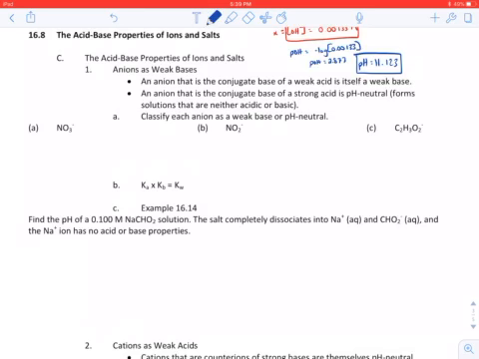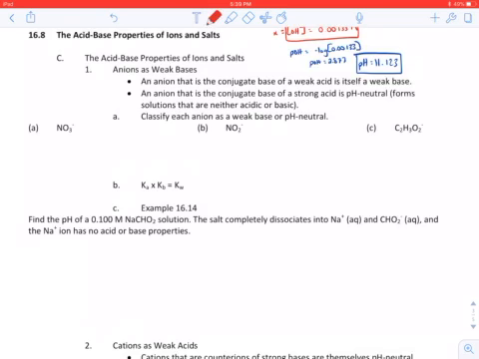Anions of weak bases. So remember, an anion is a negatively charged particle, so we need to remember that. An anion is the conjugate base of a weak acid. An anion that is a conjugate base of a weak acid is itself a weak base, because remember, conjugate acid-base pairs kind of lend themselves to that.